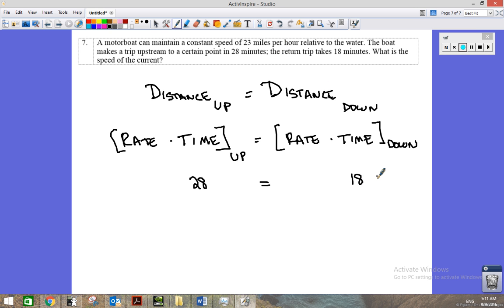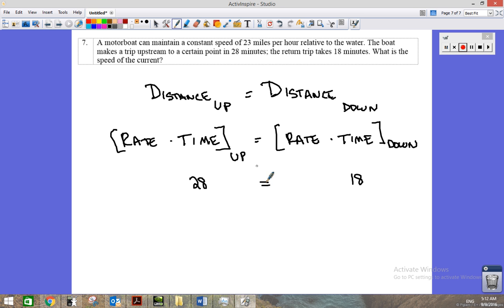Well, that makes sense because when you're going downstream, the current is helping you move faster than the 23 miles per hour. That current is pushing you along, so you're going to travel the same distance in a less amount of time. When you're going upstream, the current is slowing you down, so it's going to take a longer length of time to travel that distance. So it makes sense that the time upstream is greater than the time downstream.